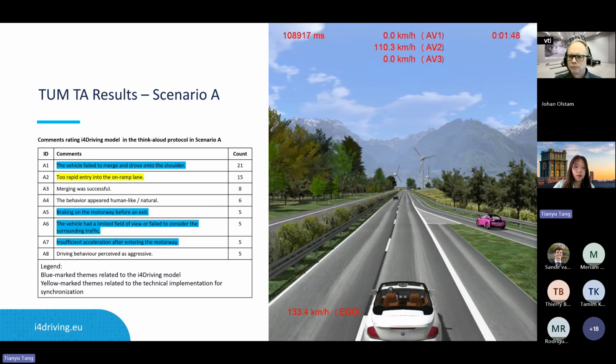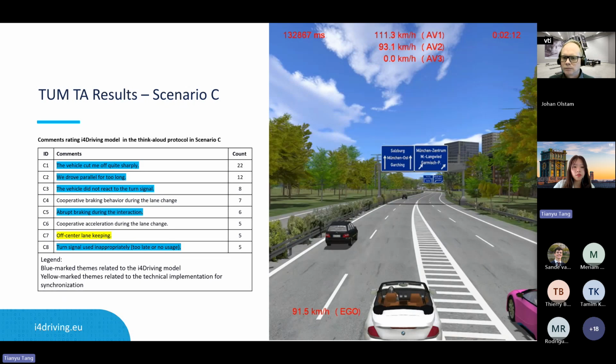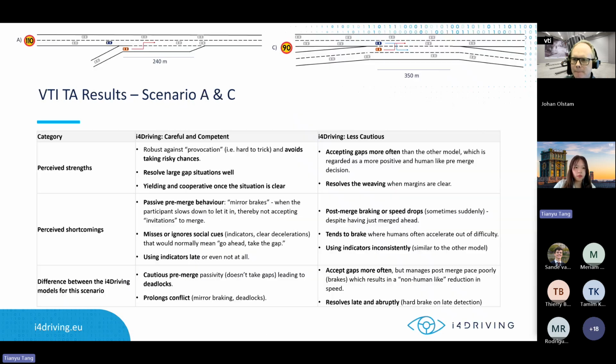And this, what I highlight here in the red mark, we have also addressed this issue in the VTI experiment. And yeah, so now I will give the floor to Johan. Yes, thanks. So, fresh out of the box, since we did the VTI experiment a little bit later, the Think Aloud protocol results arrived just this week.